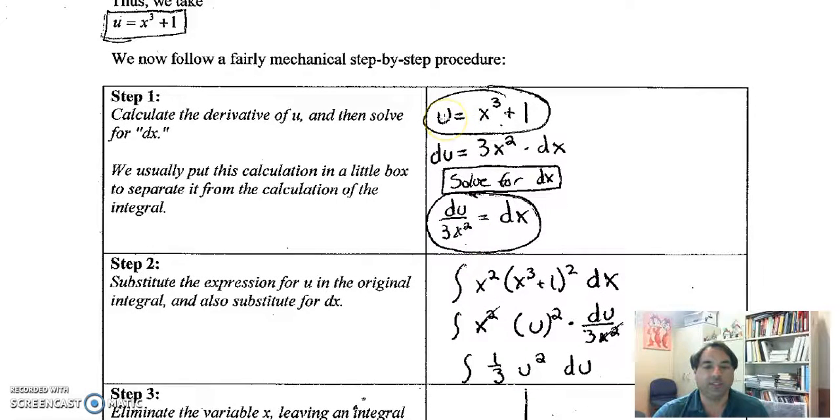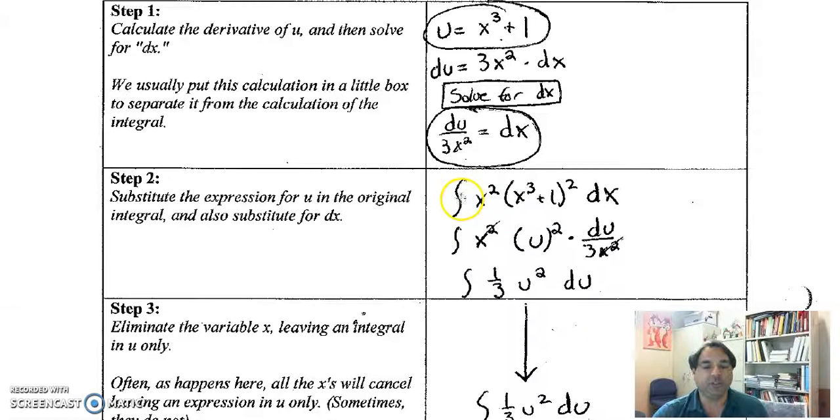We'll be substituting in u equals x cubed plus 1, and du over 3x squared equals dx. So our original was the integral of x squared times (x cubed plus 1) squared dx. Instead of x cubed plus 1, we put u, and instead of dx, we put du over 3x squared. So we have the integral of x squared times u squared times du over 3x squared. Well, we notice we have x's and u's now, but the x squared divided by 3x squared is 1 over 3, so the x's simplify out.